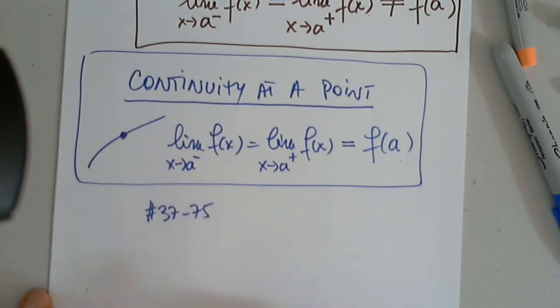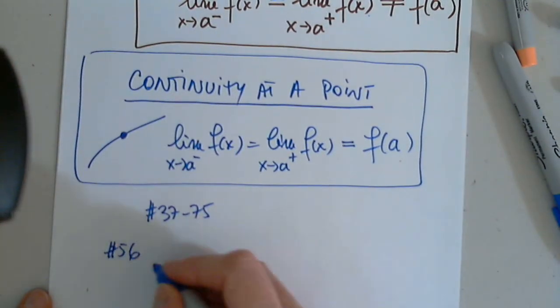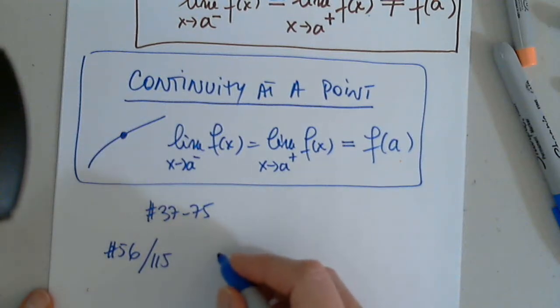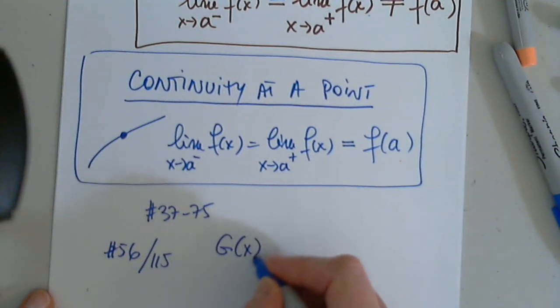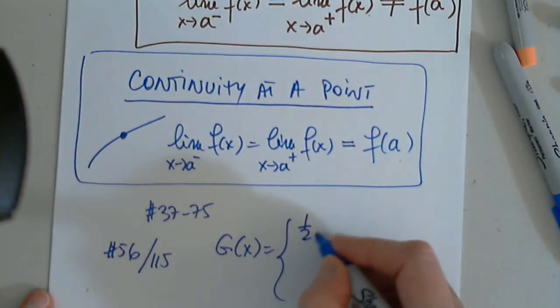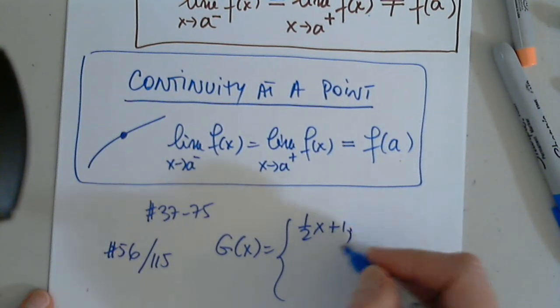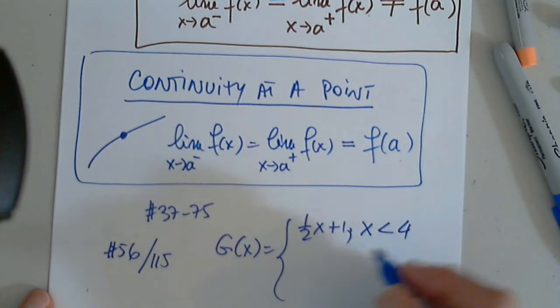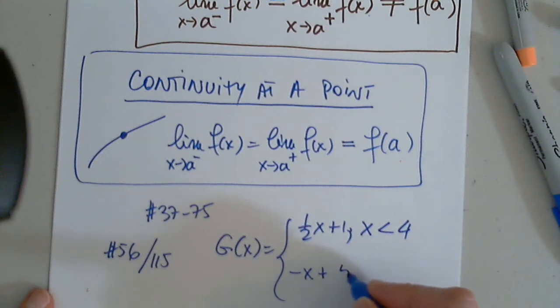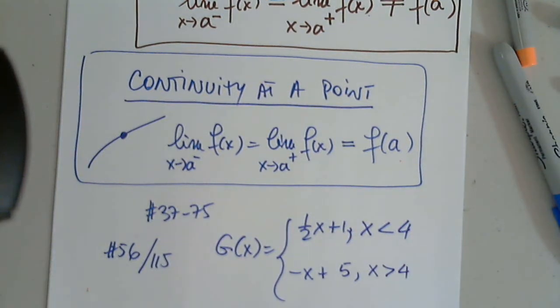Okay, till you choose something, I'm going to choose 56 on 115, and that is g of x. So you know why I tortured you with piecewise defined functions. We're asked, is this function continuous at 4?